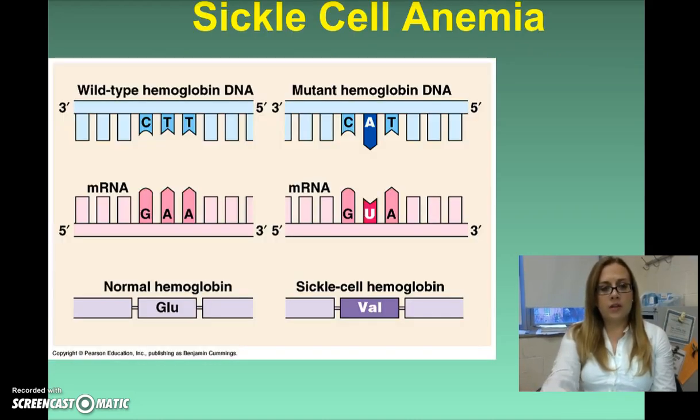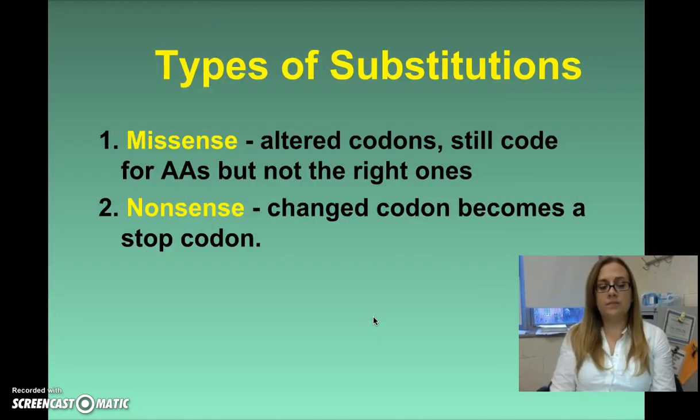So here we are looking at regular wild type hemoglobin, then the mRNA that is made, and then you're just getting a little snippet of the amino acid sequence. Now we are looking at a mutant hemoglobin DNA. You can see that we replaced a thymine with an adenine. That changes the mRNA from an A to a U, and that is going to change the amino acid sequence, and so that's what causes sickle cell hemoglobin, only one base pair substitution.